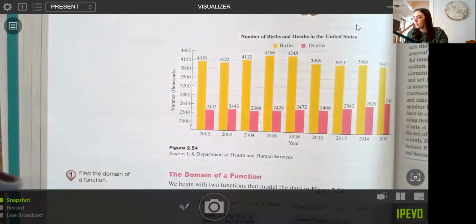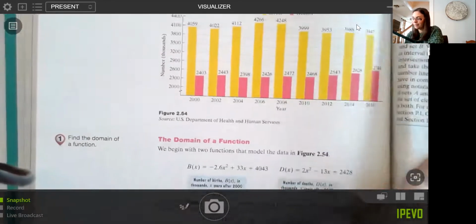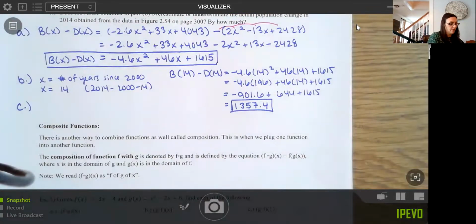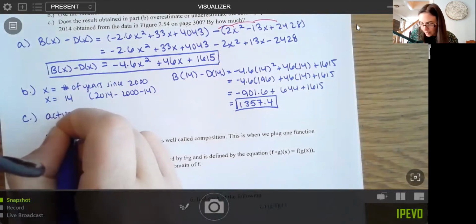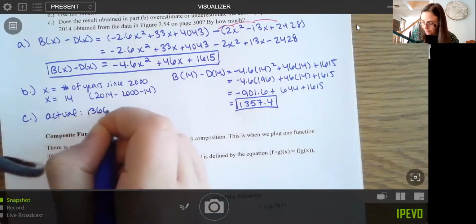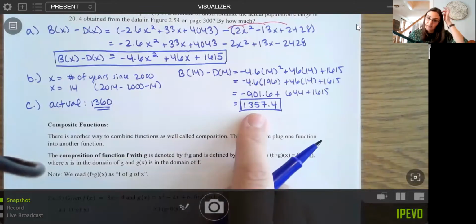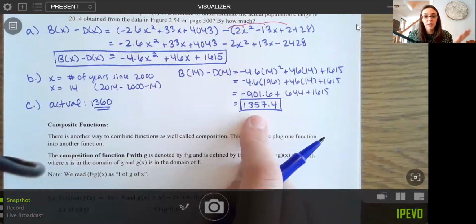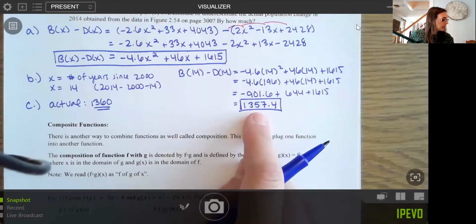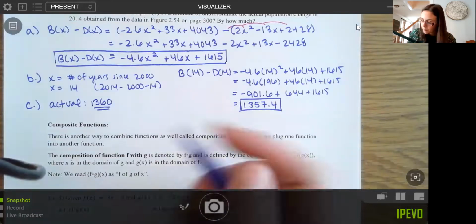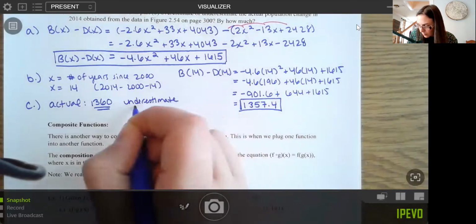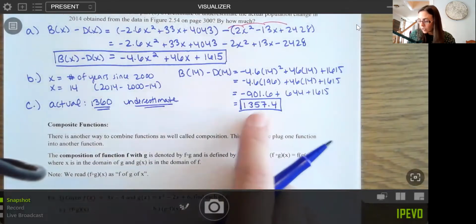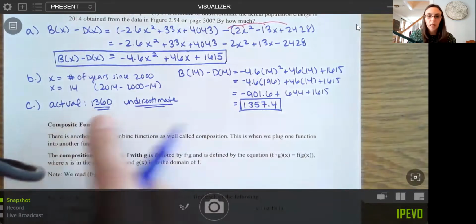All right, so the actual number we just said was 1360. And the number we got was 1357.4. This is actually really good. So it does technically underestimate it a little bit. Right, so our equation underestimates the actual value. It's a little bit lower.